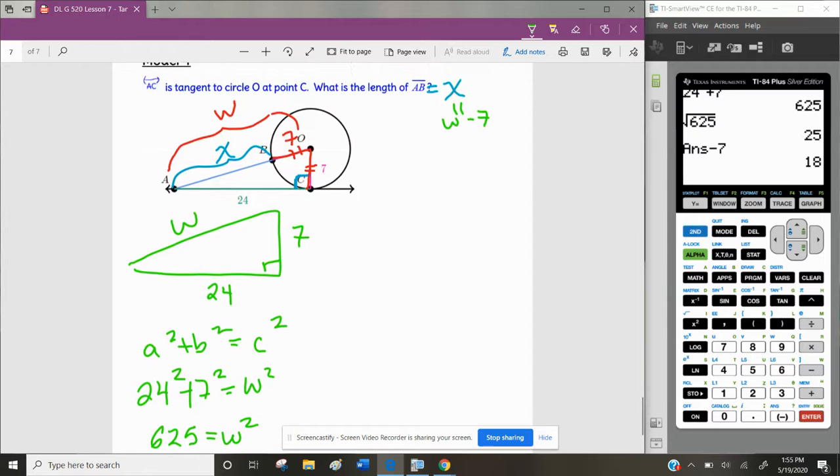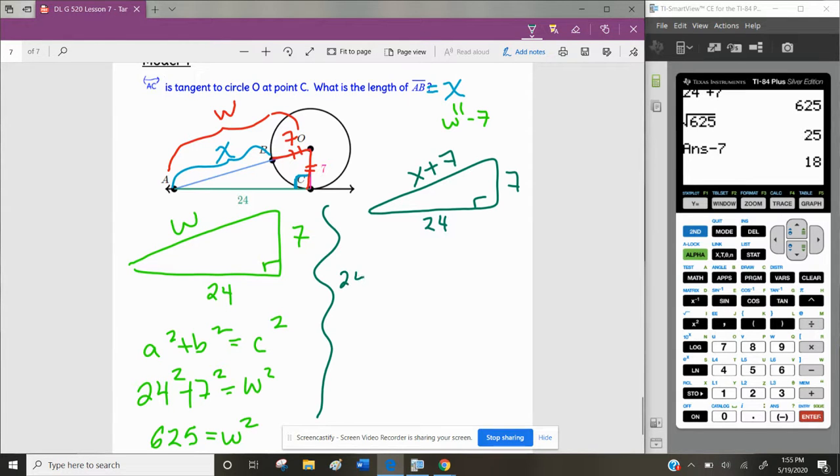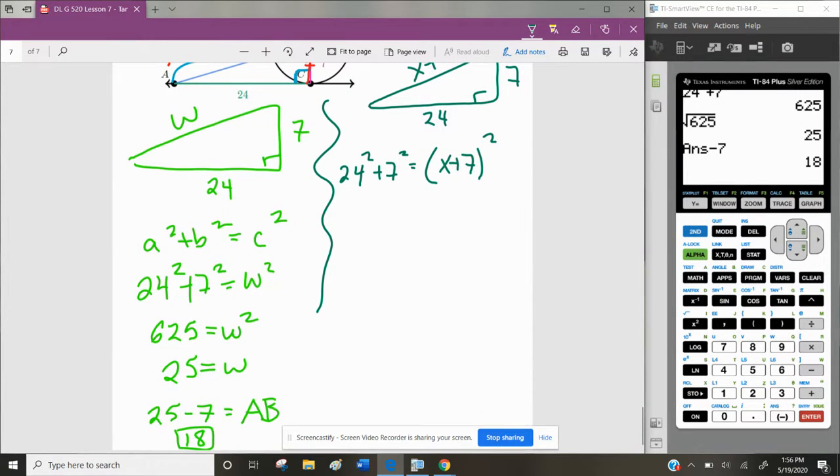All right, let's look really quick at just the setup for the other method. What would that other method be? We would be looking at a triangle that looks more like this. And so we would have 24 squared plus 7 squared equals (x plus 7) squared. So now I have to expand this binomial. And when we do that, I have to combine my terms, get them all to one side. This might involve factoring. I'm not sure. I'm not going to go through the whole example here, but you can. That's just going to review a lot of algebra. So again, our final answer here for AB was 18.